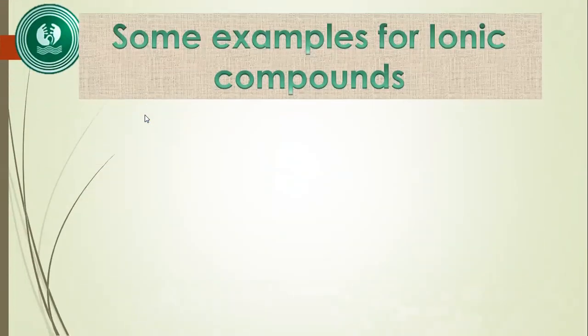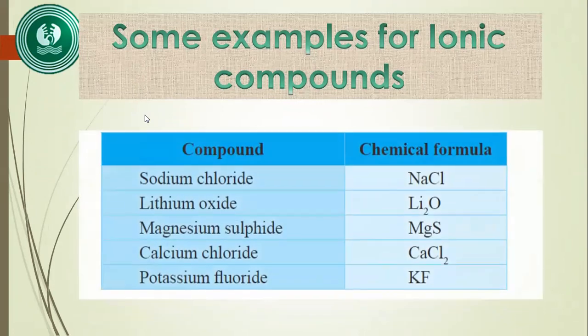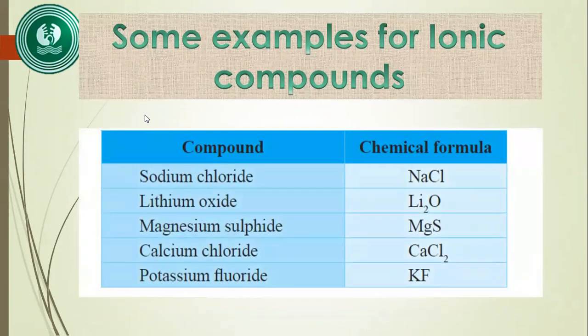Yes, you see some examples of ionic compounds. Sodium chloride is an ionic compound. The chemical formula is NaCl, like that the others.